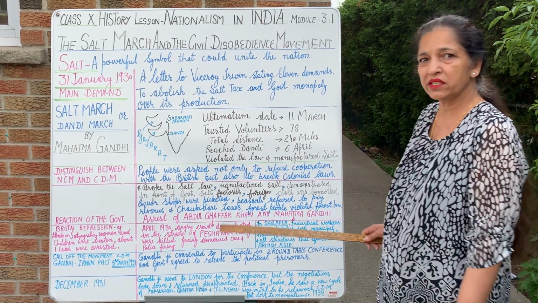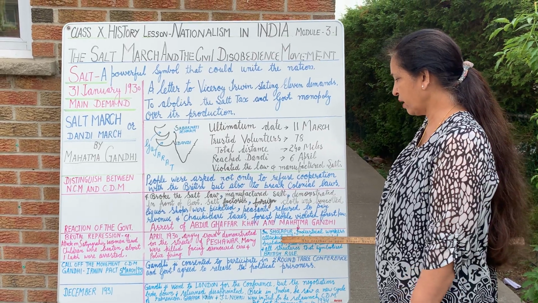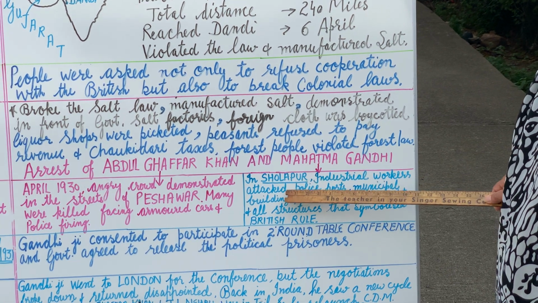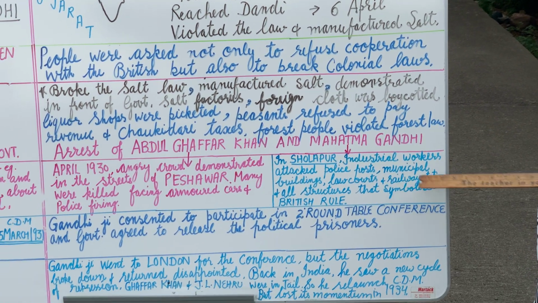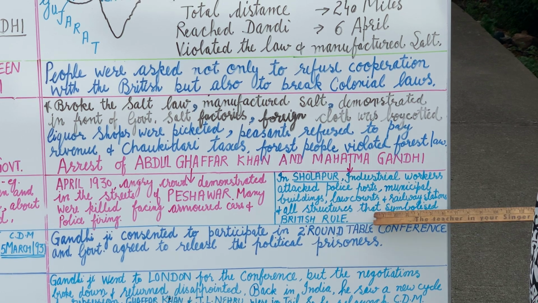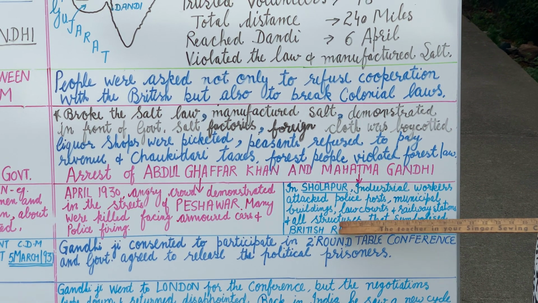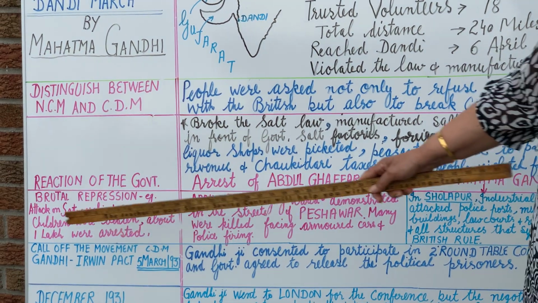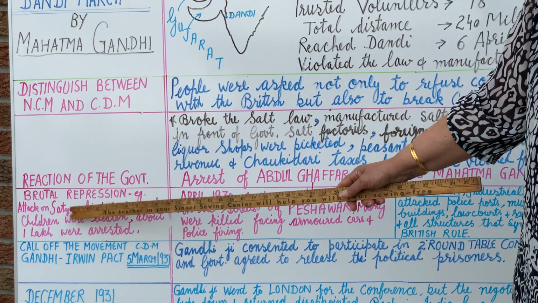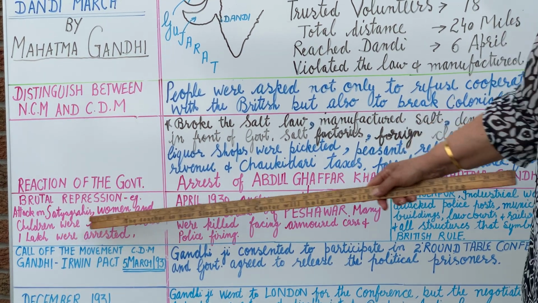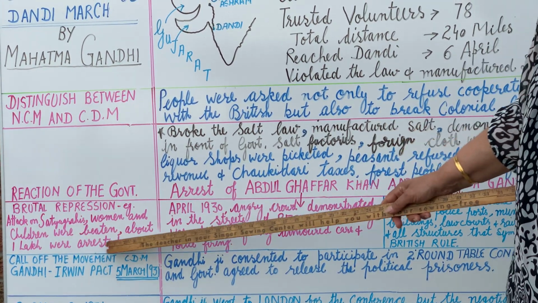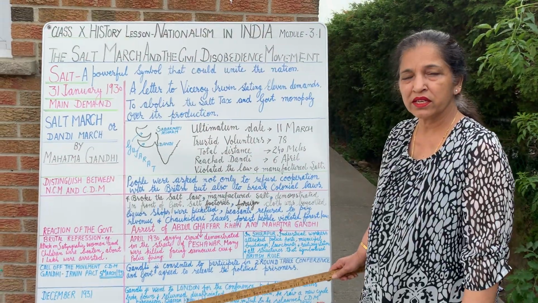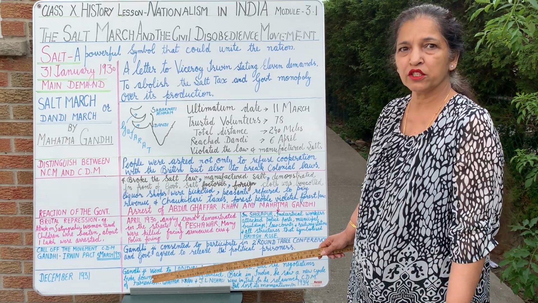Then, in agitation in Sholapur, industrial workers attacked police posts, municipal buildings, law courts, railway stations, and all the structures that symbolized British rule. Against these people, the British government attacked the Satyagrahis. Women and children were beaten. About 1 lakh people were arrested. When Mahatma Gandhi saw the movement turning violent, he withdrew the Civil Disobedience Movement.